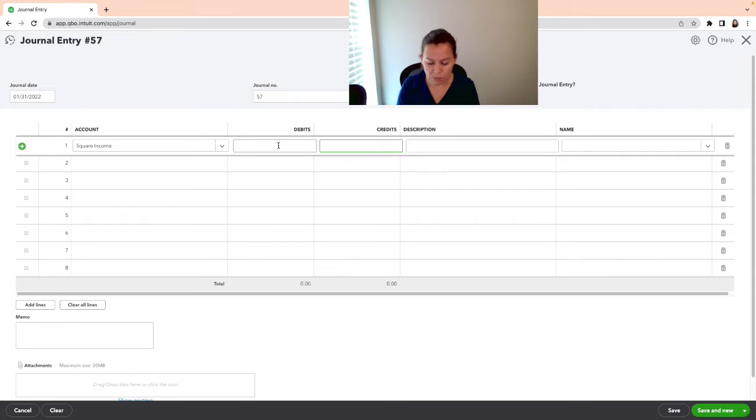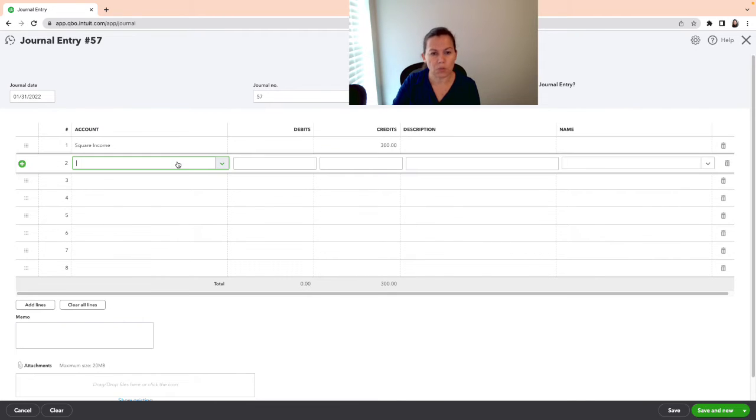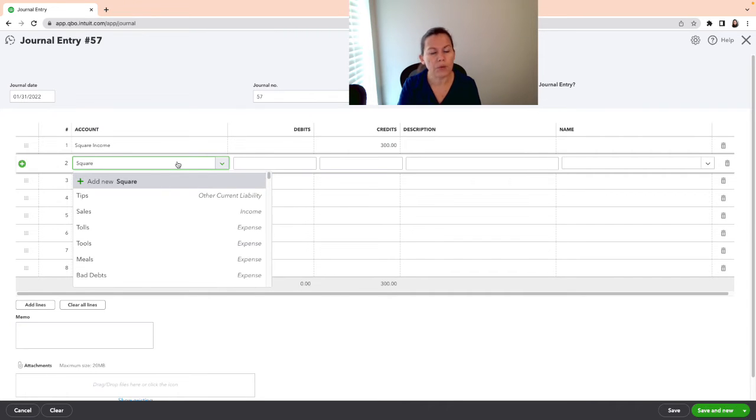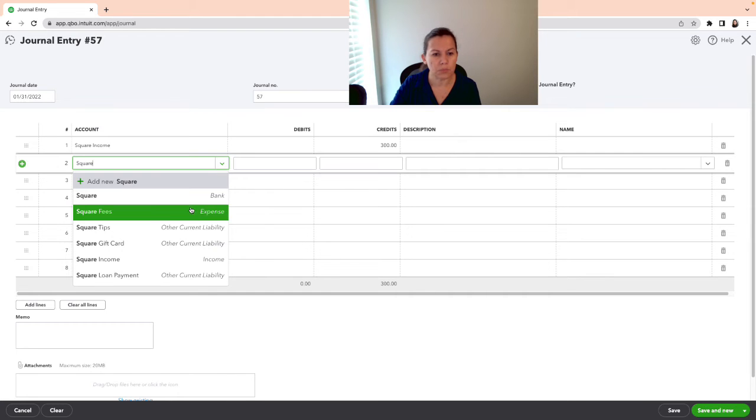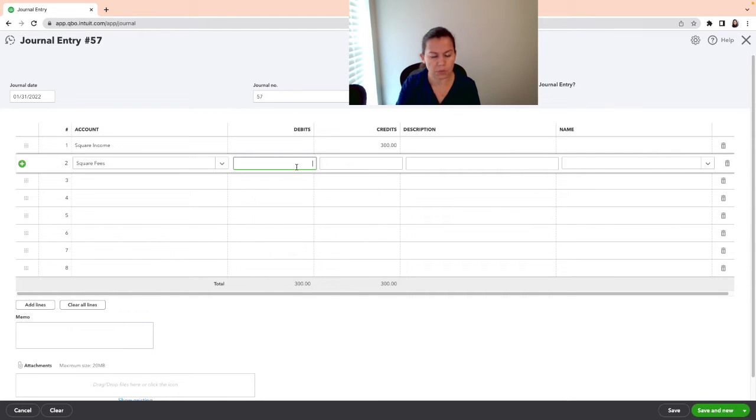And so let's suppose that we need to add about $300 of Square income, and that is due to a few things that were not accounted for. Let's suppose Square fees. It's kind of interesting, to increase Square income, you credit, but to increase Square fees, you're gonna debit, okay, because it's an expense. Income, you credit to increase. Expenses, you debit to increase. So let's suppose that I have to account for $100 of Square fees.